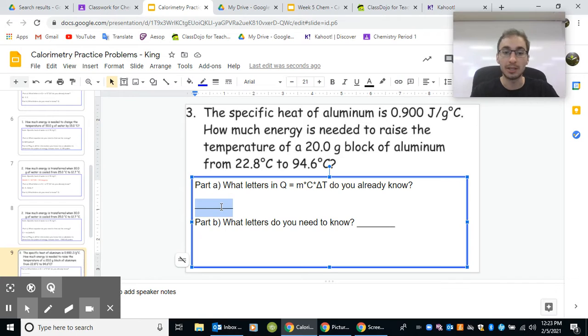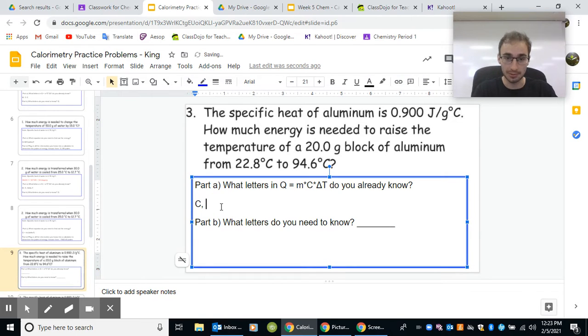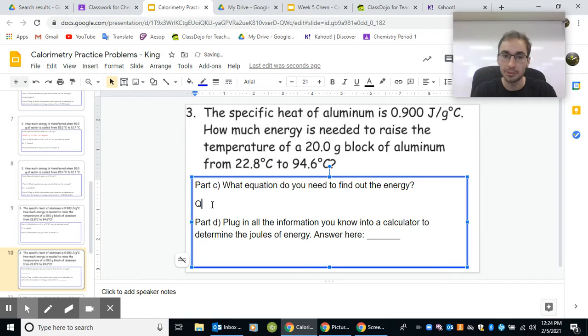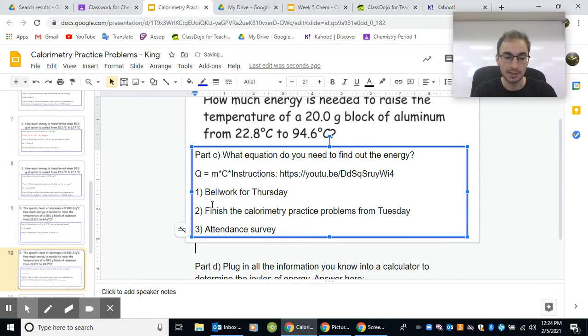It gives me the specific heat of aluminum, so I know C. It gave me 20 grams, so I know M. And it gave me some temperatures, so I do know delta T. If I know C, M, and delta T, I still need to know Q. Since I just need Q, it's just the normal equation: Q equals M times C times delta T.